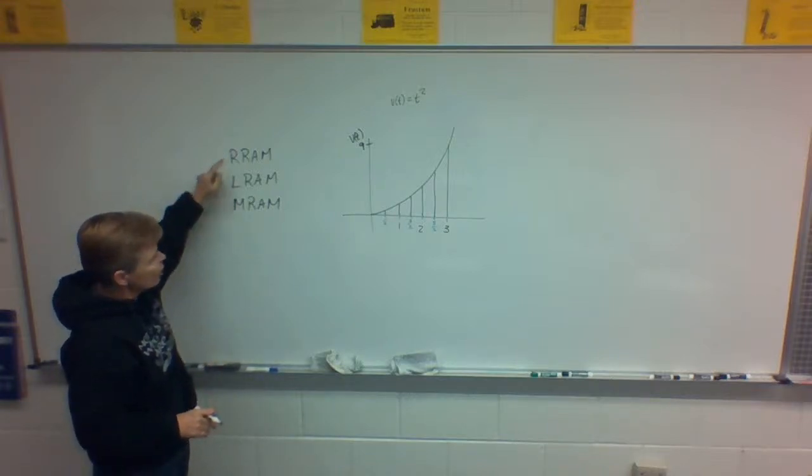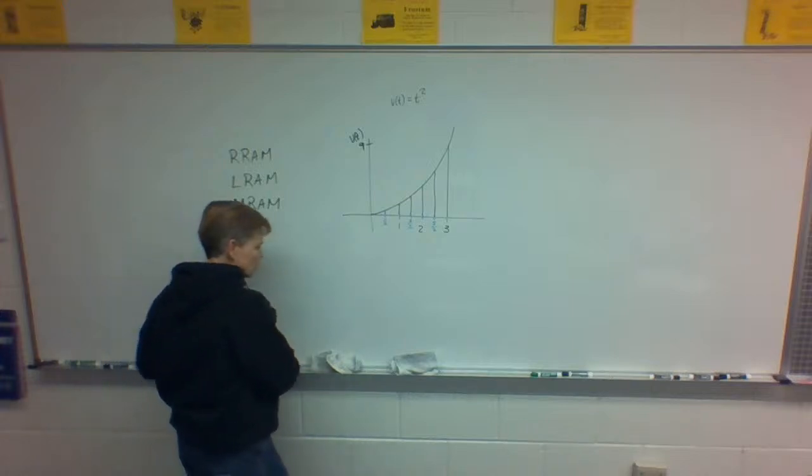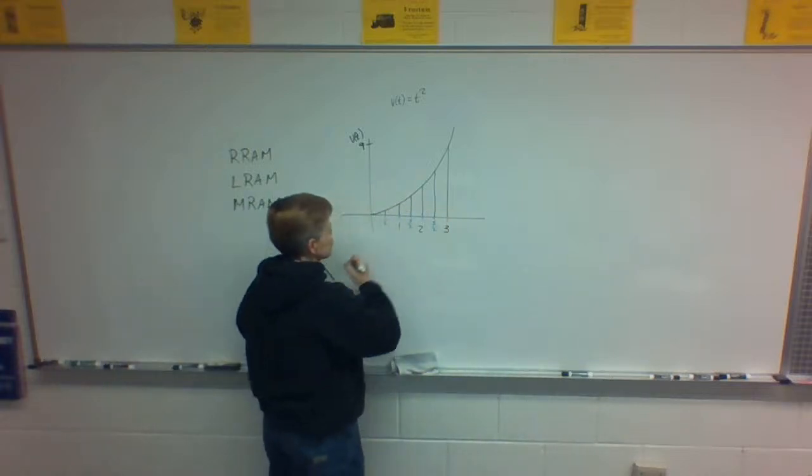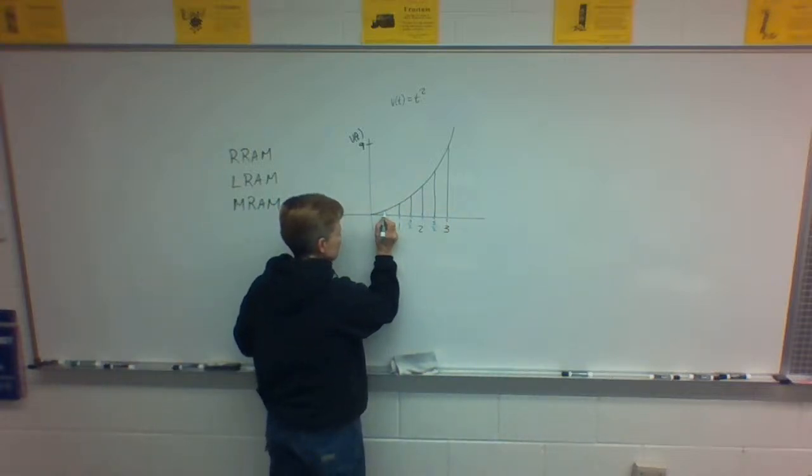If I was to do an RRAM for this one, it means go to the right side of your first partition and make a rectangle using that height. So is our first position 0? No, we'll see in just a minute. But this uses the right side as the height of the rectangle. Do you see what I'm saying? Oh, okay.